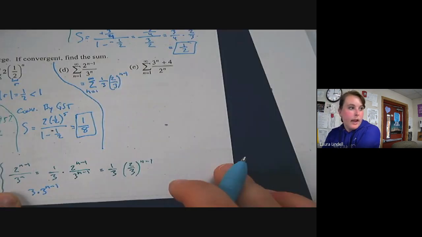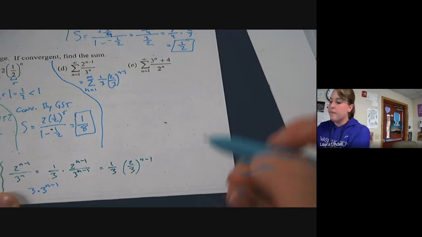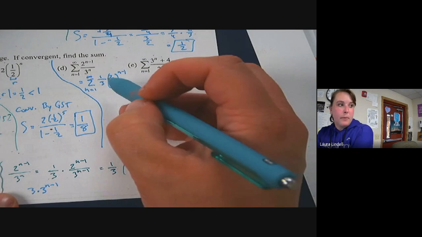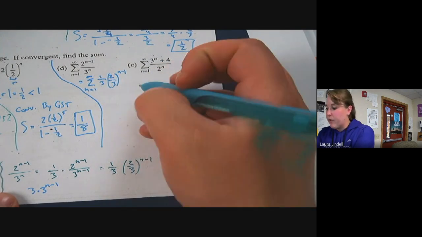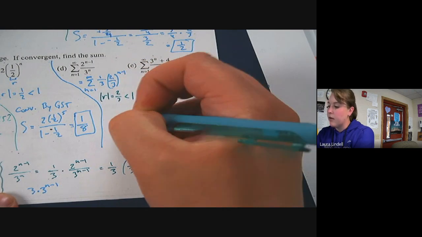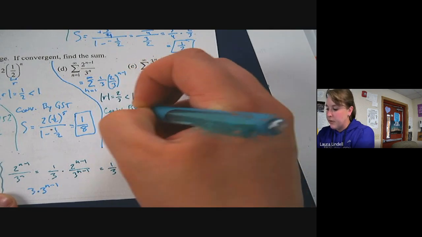All right. And now it looks like a geometric series. We have something raised to the n power, or n minus 1, that's okay too. And then we have something multiplied by it and all that, so we're good to go. So we can say that since r is 2/3, which is less than 1, this is convergent by the geometric series test. Great. Now we can figure out what it converges to.